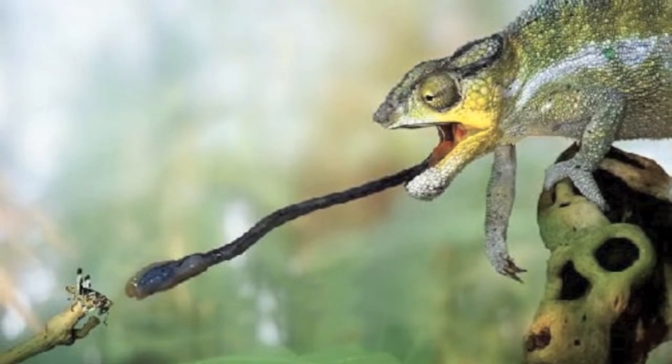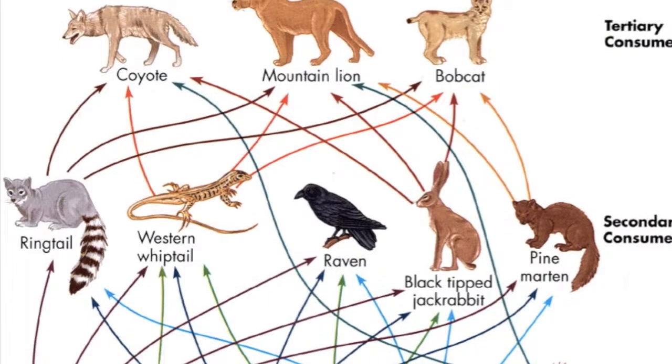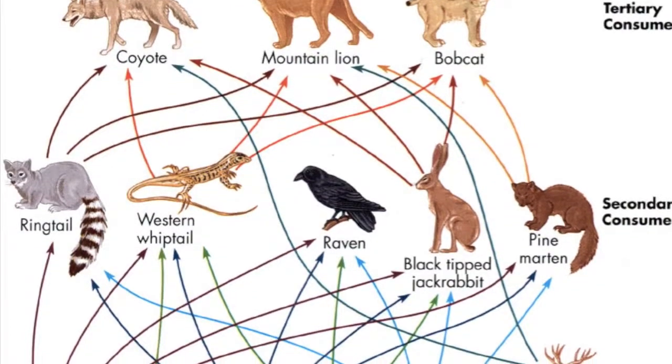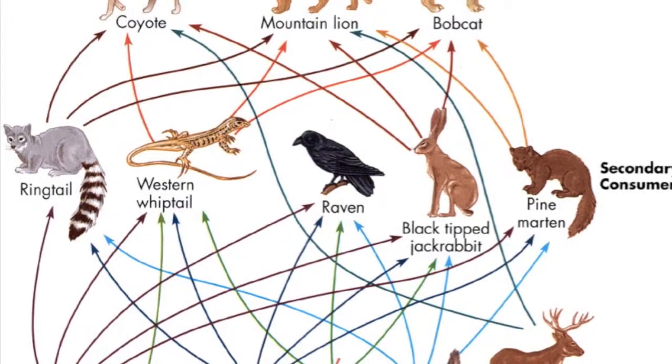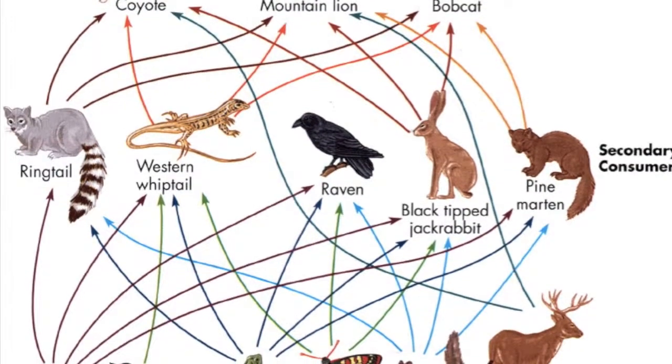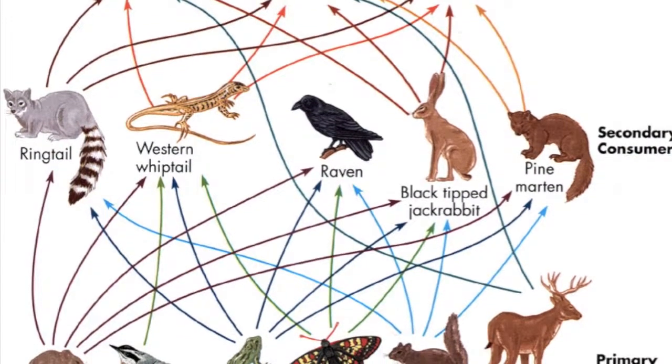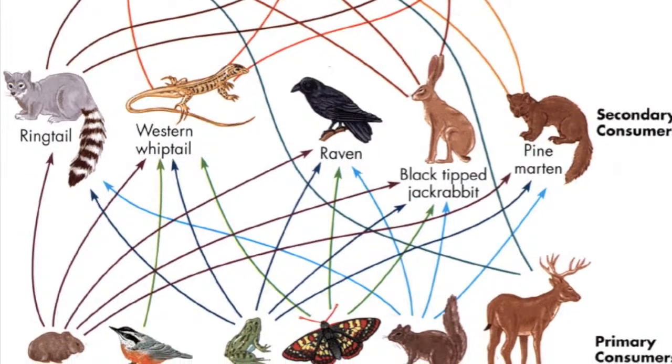We can observe predator and prey through food webs. Food webs show the relationship of the eater and the eaten and the energy and nutrients being passed on from one species to another. In this food web, you can easily see who eats what, but what you don't see is the energy and nutrients being passed on.